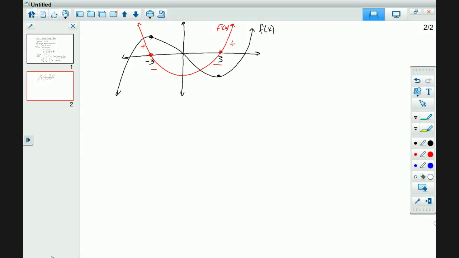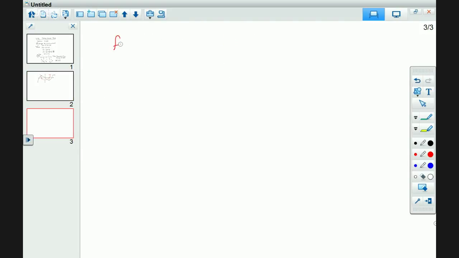Do you want me to show you? Yes, we do want to show one more. Okay, let's talk about one without a sign transition. So we're going to analyze the critical points of the function.